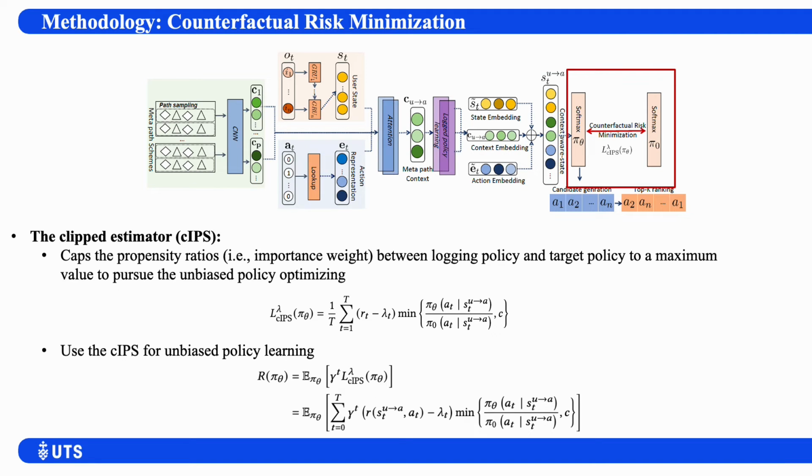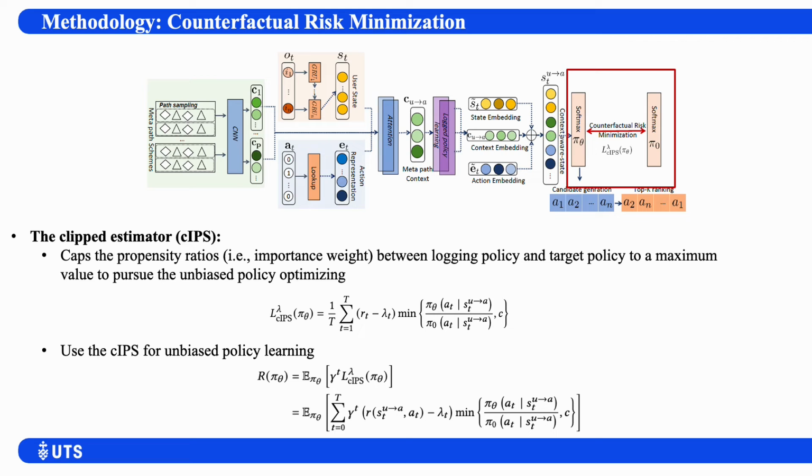And in the last component, we approach the counterfactual risk minimization for the unbiased policy optimization. And at the core lies the clipped estimator. The clipped estimator caps the propensity ratios, in other words, the importance weight between the logging policy and the target policy, to a maximum value to pursue the unbiased policy optimization. And by using this clipped estimator, we can pursue the unbiased policy learning by developing our learning objective in the last equation here.